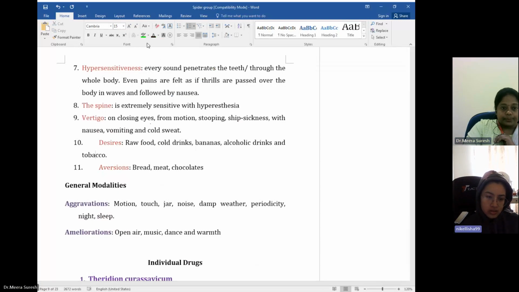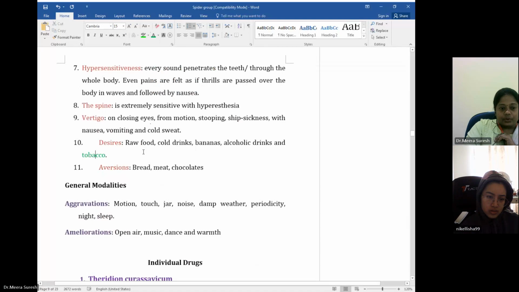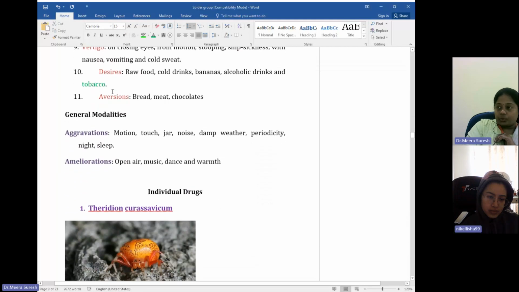Go for tobacco. Most of their complaints, the spider people, their complaints are ameliorated by smoking. They have that strange symptom. So they have a desire and their complaints are ameliorated by tobacco. We can see that they have cough, which is ameliorated by smoking. Then there is aversion for all these things. But still, it is not highly characteristic. Characteristic will be the desire and the amelioration from tobacco.